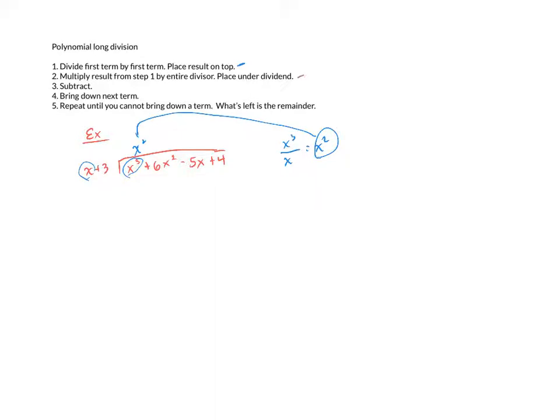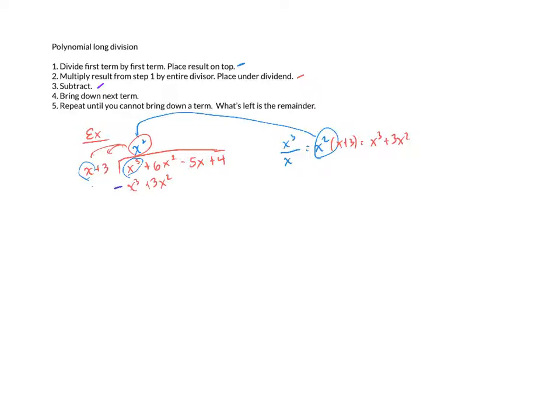The next step is we're going to multiply that result, the thing that we put on top, by the entire divisor. So this x squared is going to be multiplied by all of x plus 3. So when I multiply x squared times x plus 3, I get x cubed plus 3x squared. That's what's going to go underneath. Then I'm going to subtract, just like I did in long division with numbers.